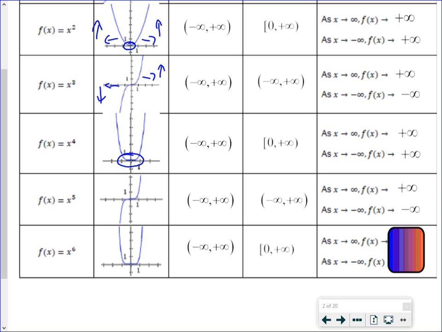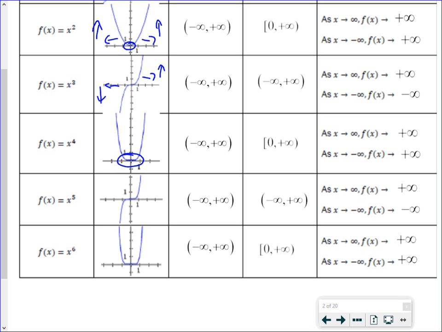In the last row, we have f of x equals x to the 6th power. It looks very, very similar to f of x equals x to the 4th, and f of x equals x squared. That's because the exponents are the same. Even exponents will look very similar, and odd exponents will look relatively similar as well. And even exponents will have the same domain, range, and behaviors as each other, and same thing with the odd ones. That's why f of x equals x to the 6th power will have the same domain, range, and end behavior as f of x equals x to the 4th and f of x equals x to the 2nd power. The domain will be negative infinity to positive infinity.